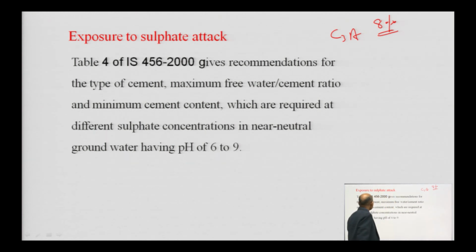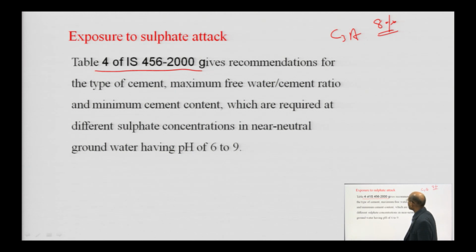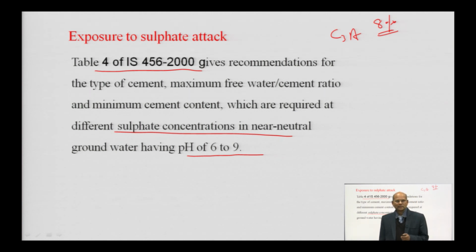Okay. So, here there is Table number 4 in IS 456 that we have to refer to understand the exposure to sulphate attack. You download this IS 456, which we are going to study during the design of a structure. Based on the exposure condition of sulphate attack amount, they have told what should be the type of cement, maximum free water cement ratio, and minimum cement content required at different sulphate concentrations. These concentrations have been given if the water pH value is 6 to 9. I will just show you Table number 4, although it is very small, I have directly copied it from IS 456, so that you download and see it. You may not be able to read it properly here, but you just download it and see the conditions.